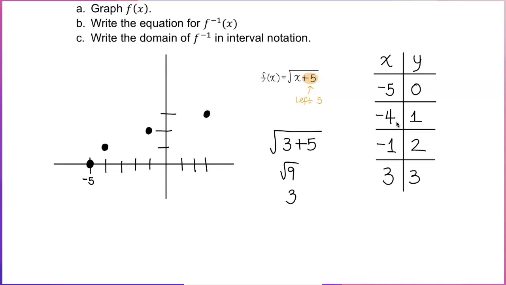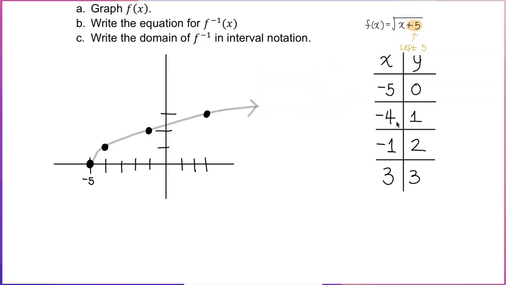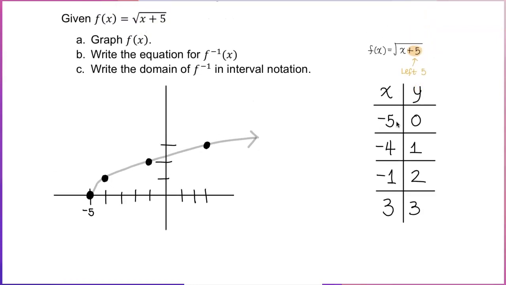And that's enough. I think I've got too many points here. I'm going to connect these dots and have a square root function. That looks like this. I think they are asking us for the domain and range in part B. Well, they didn't. Now, I am going to find the domain and range of this function.